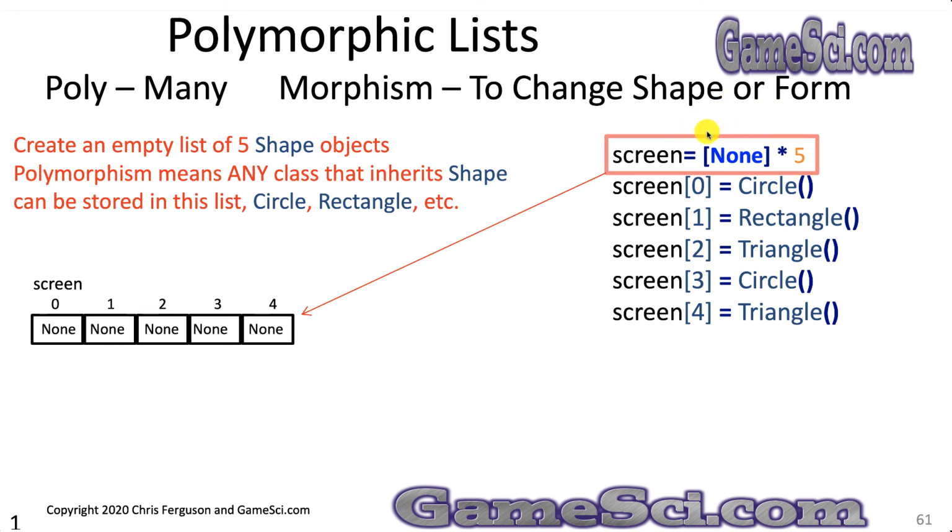I want to create a list holding the value None. Times 5 means I want 5 slots. And there you see it. I have 5 slots in my list, all referencing the value None.